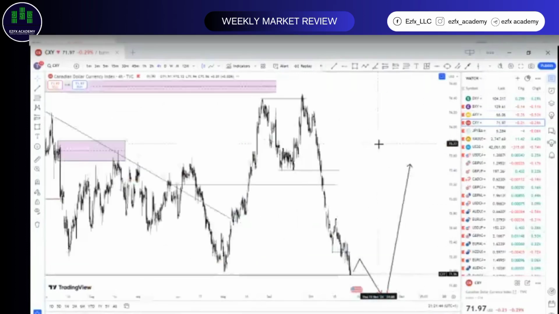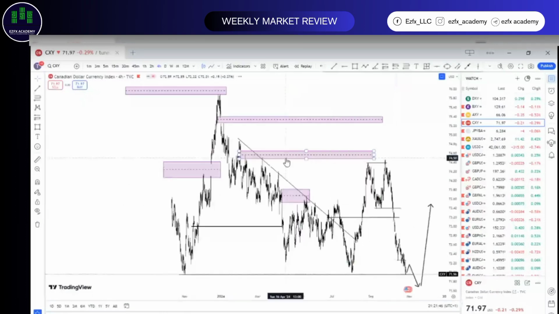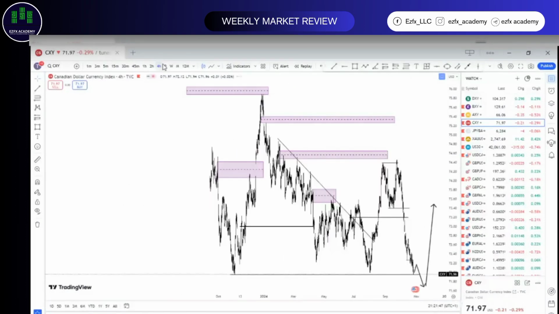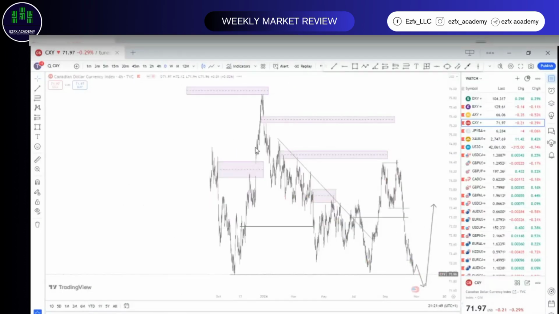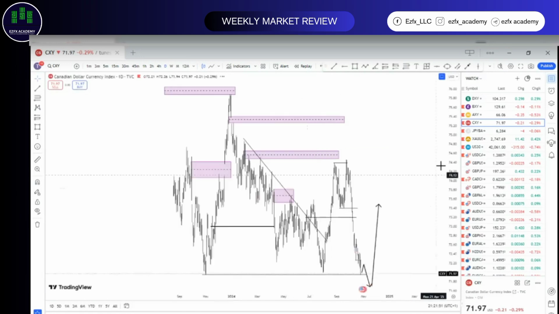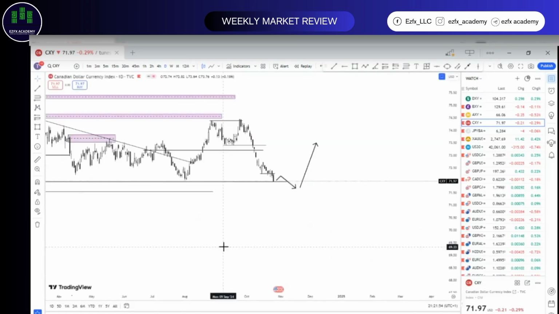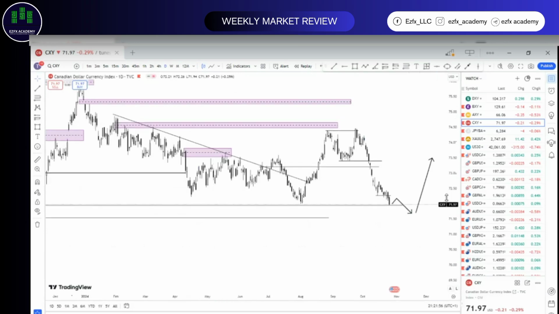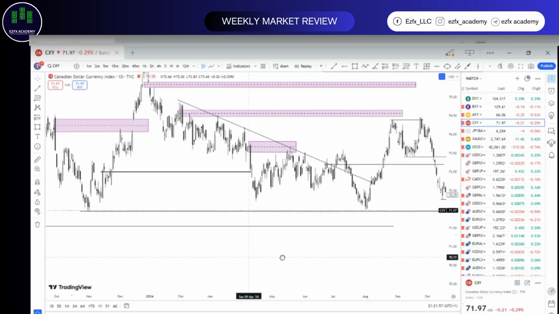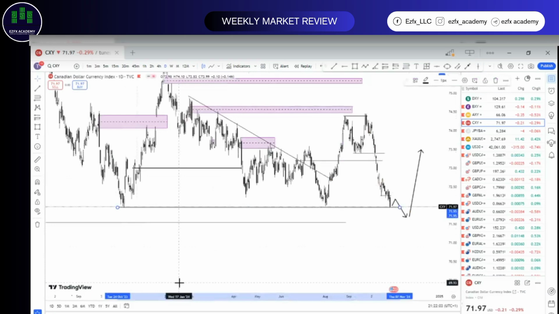All right, so very simple on CXY, something similar. Let me go to the daily time frame. So on CXY, we have something similar. What do I mean by that? Currently, what we can see is that price has actually swept. What we can see from previous structure is that price has actually come towards this previous support around here. This is around 71.95 or so.